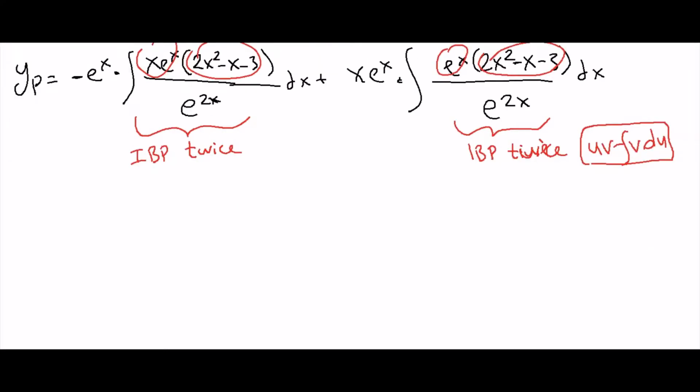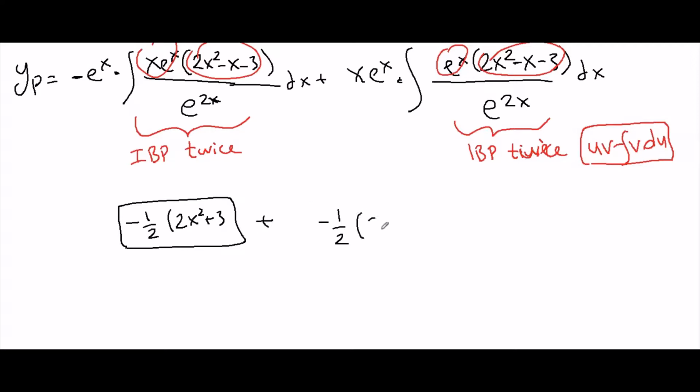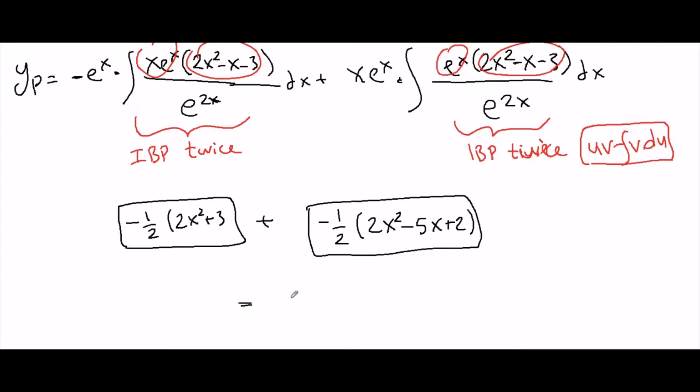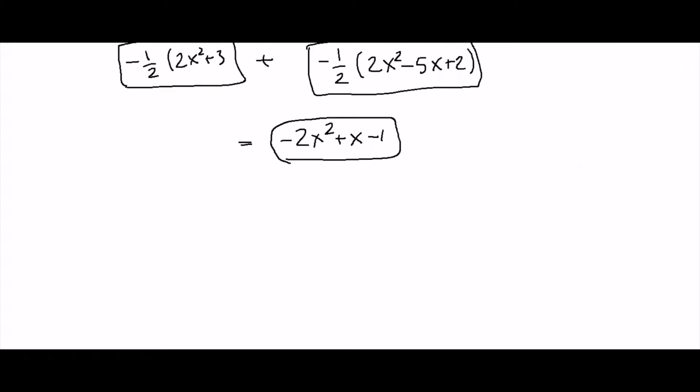So from the first integral, we obtain negative 1/2 times 2x squared plus 3, after computing the integral and multiplying by negative e to the x. And from the second integral, we obtain negative 1/2 times 2x squared minus 5x plus 2. And if we add them up, we obtain negative 2x squared plus x minus 1. So this is our y particular.